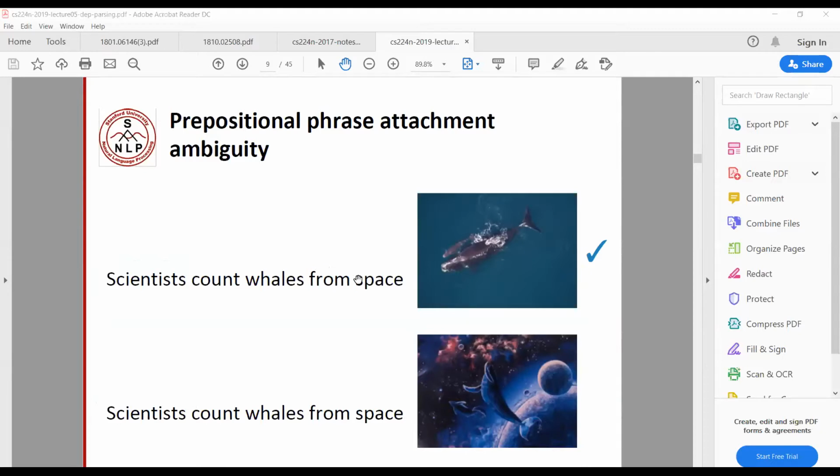Scientists count whales from space. That could mean that they're using satellite imagery to count whales, or they're counting whales that are coming in from space. So he's just making the point that the meaning of a sentence is sometimes ambiguous.